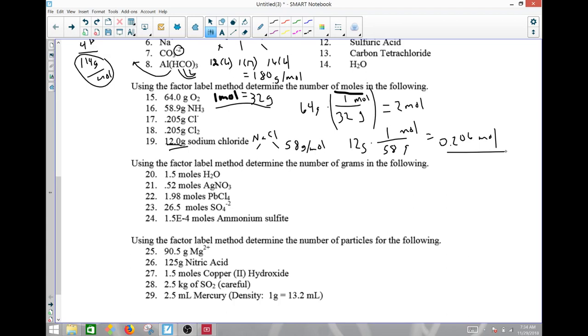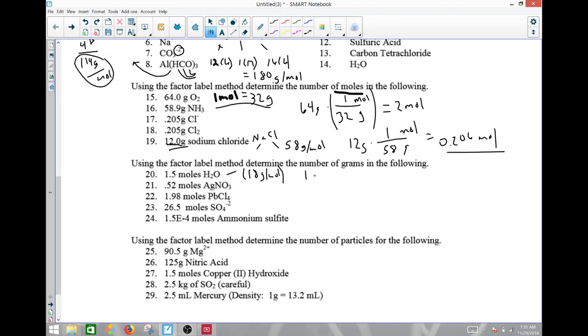Now again, I'm going to go the other way. So I have 1.5 moles of water. First thing I need is what water's molecular weight is, or molar mass. Oxygen is 16, 2 for hydrogen, 1 each, is 18 grams per mole. That's the tool that I need.